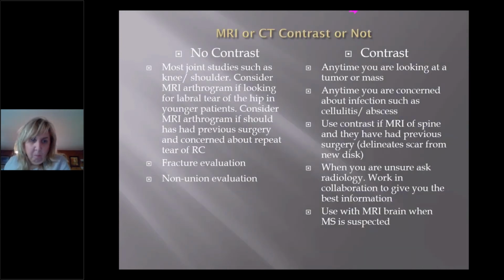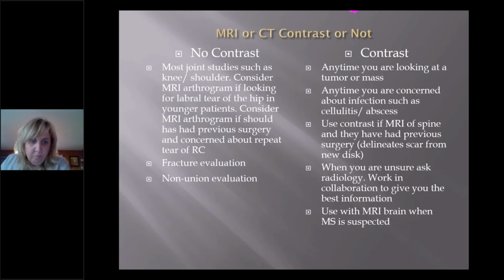So CT or MRI, contrast or no contrast? Well, most joint studies, knees and shoulders, with the exception of the labrum, you don't need contrast. Again, consider MR arthrogram if looking for labral tears in the hip, especially in younger patients. MR arthrogram if they've had previous rotator cuff surgery, that can be helpful. Fracture evaluation, you do not need contrast. Non-union evaluation, you don't need any contrast.